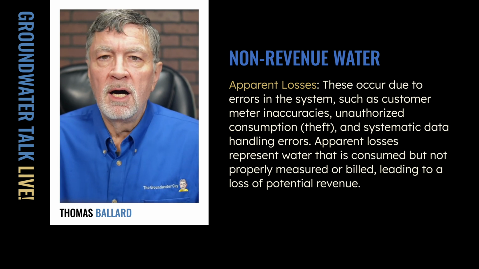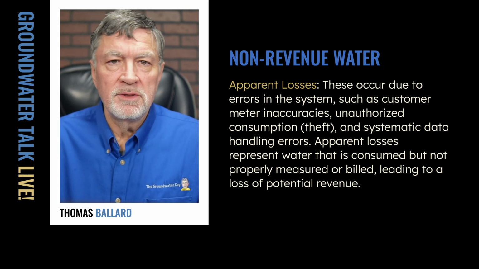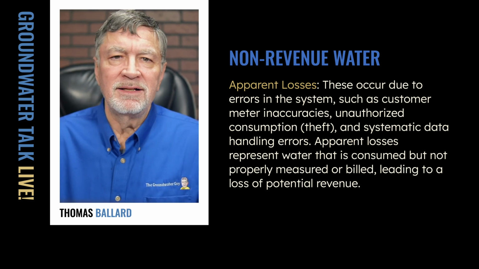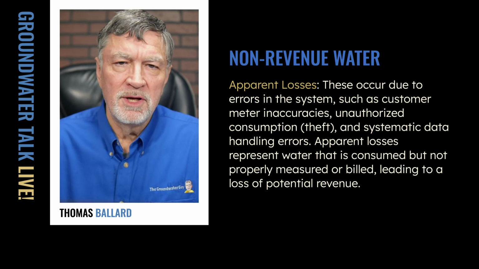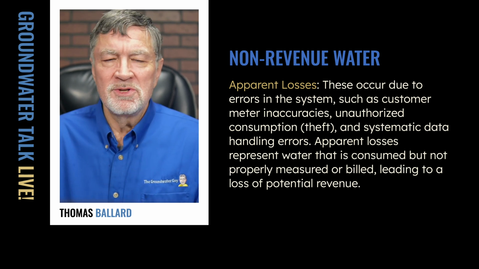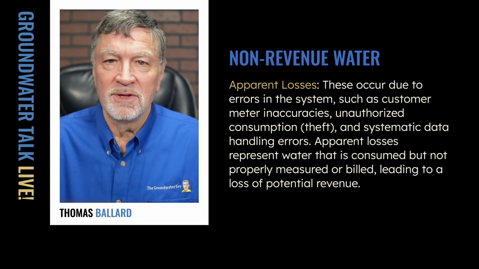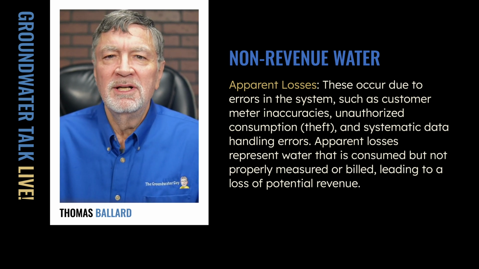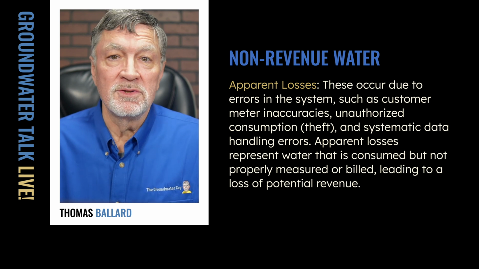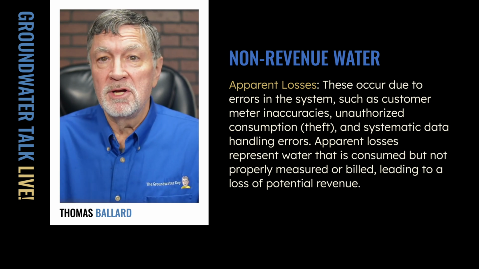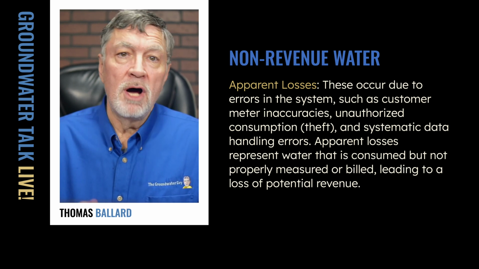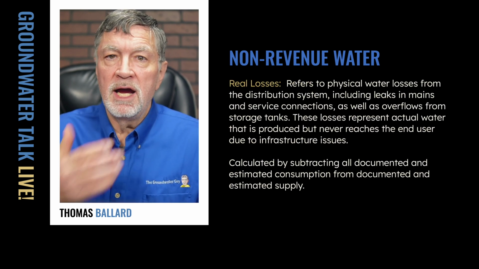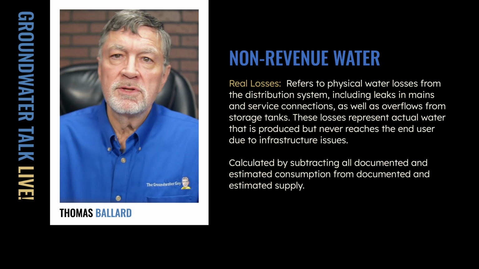So, unauthorized consumption, also known as theft, and systematic data handling errors. That's a nice way of saying bookkeeping errors. So that happens, it creeps in there. So that's important to note. So apparent losses represent the water that's consumed but not properly measured or billed, leading to a loss of potential revenue. So, and then finally we have real losses.